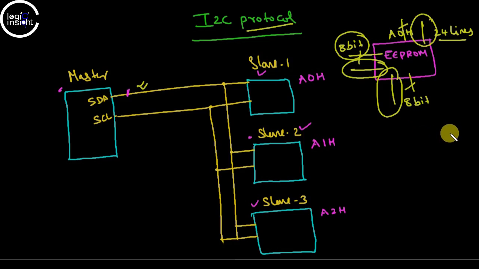In that also, it seems like a frame. First we have to send the slave address, then the location address, and after that the data. So first we send this, after this, after this. If we send it line by line, one after another, then we can send all this information through a single line. So this is the basic idea of how we send the data.